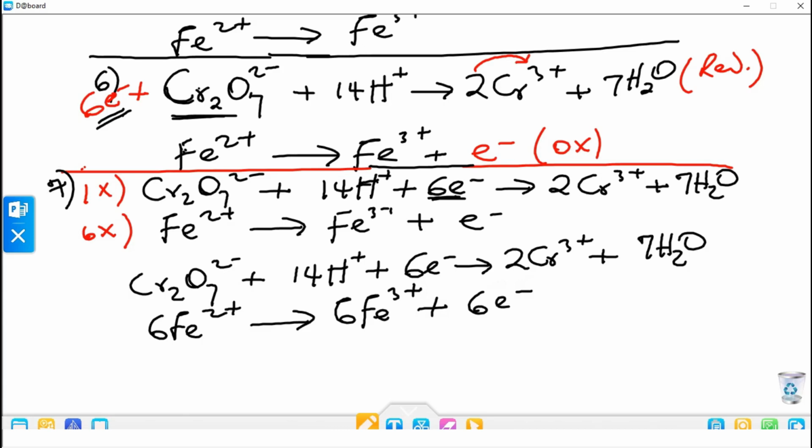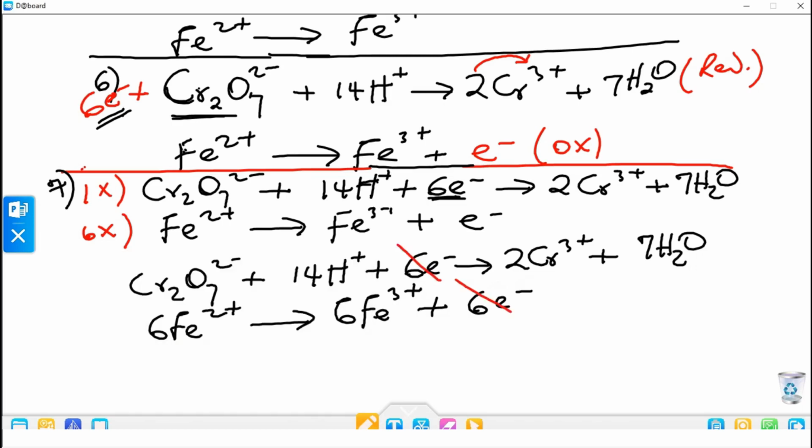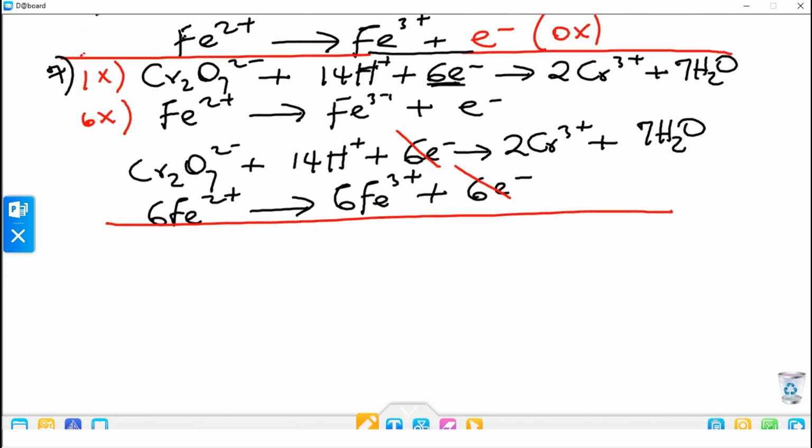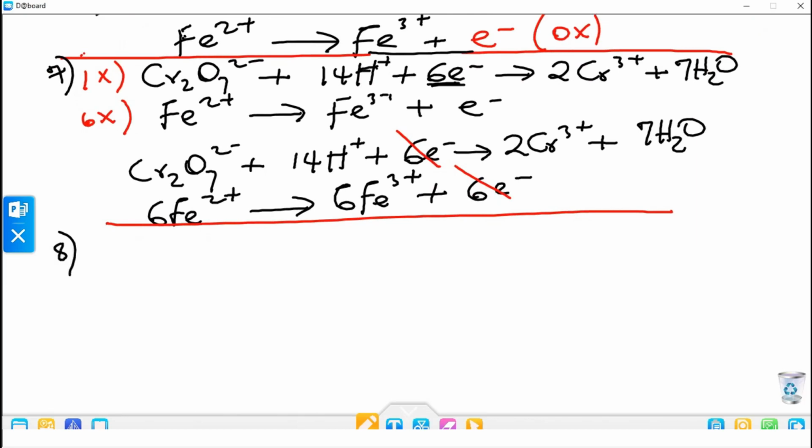So we'll proceed to step 8, but before we do step 8, we'll have to cancel out what is common. And what is common is 6 electrons. So now we sum it up in step 8. Step 8 says we sum up the reactants, and then the products. So let's proceed to step 8, the 8th step, where we have to sum up what we have.